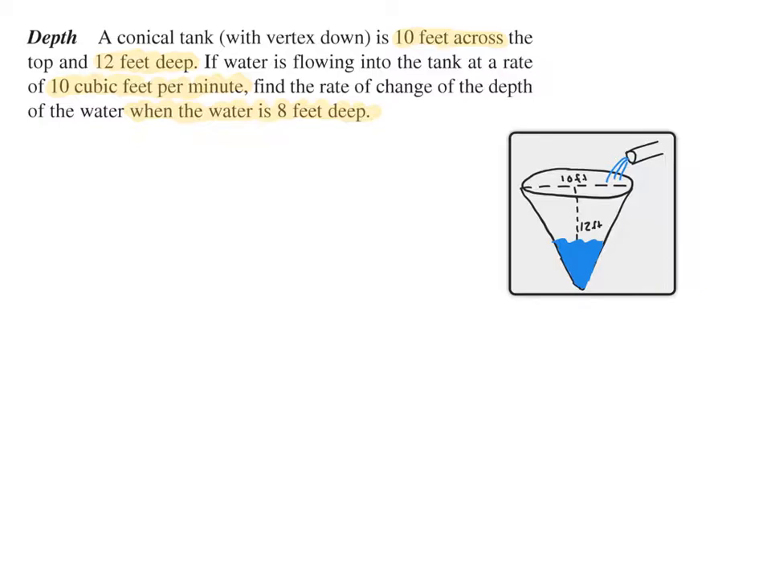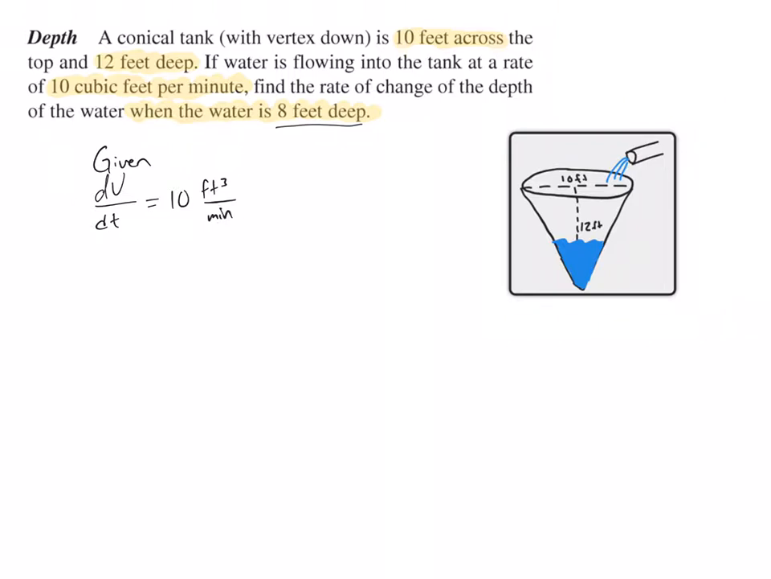What we want to do is find the rate of change of the depth of the water when the water is 8 feet deep. So I've drawn this over here to the side. So let's write down what we're given for this particular problem. So we know that the change in the volume, dV/dt, the change in the volume with respect to time, is 10 cubic feet per minute.